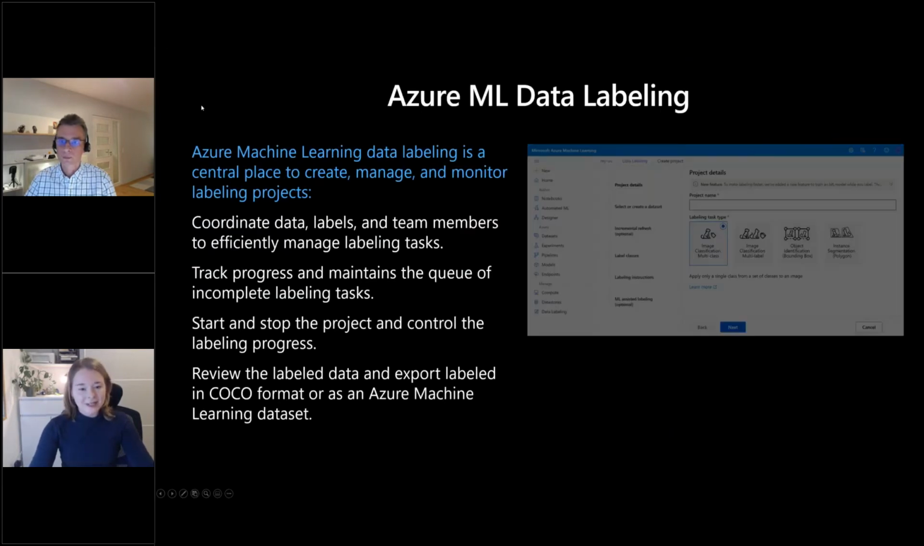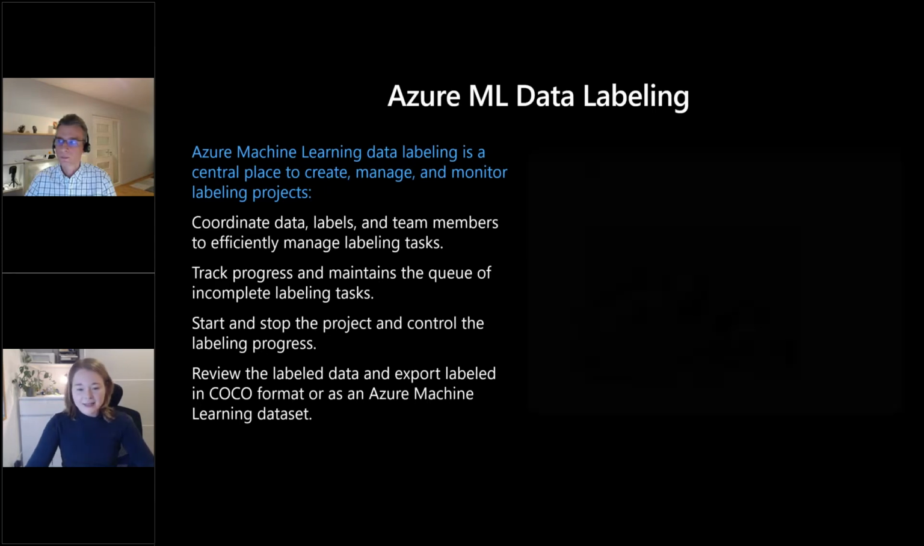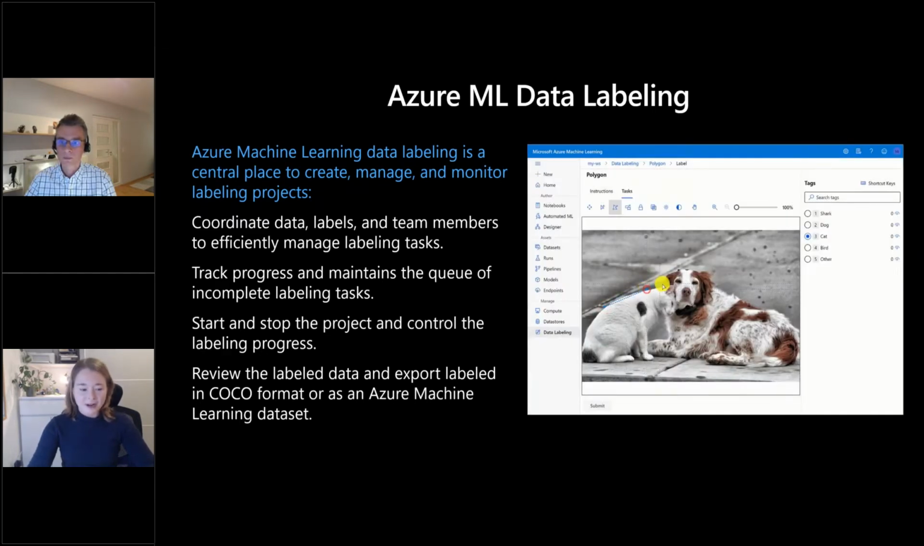So, a quick introduction to data labeling. I assume that most of you are aware what the goal of data labeling is. We start with an unlabeled data set, then we have this human intervention of creating these labels, adding this information on top of our data. And then after that, we have a labeled data set that we can use to train our model with.